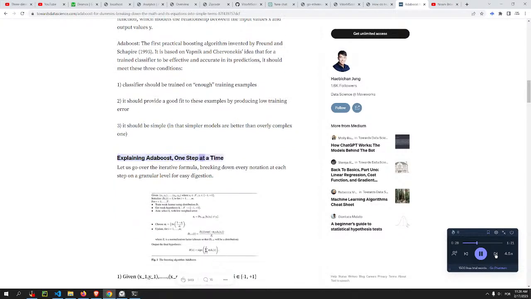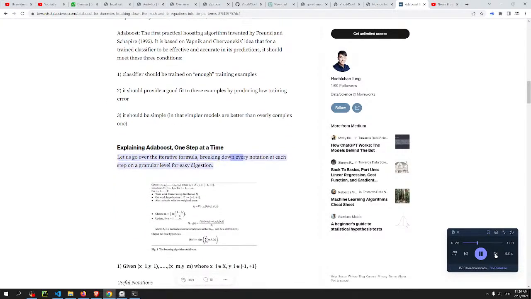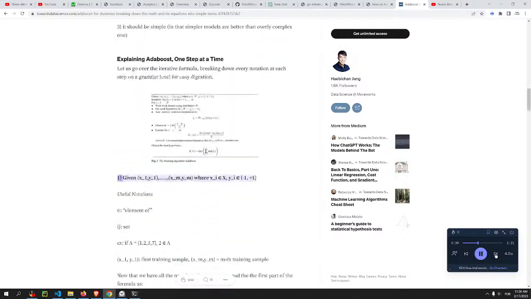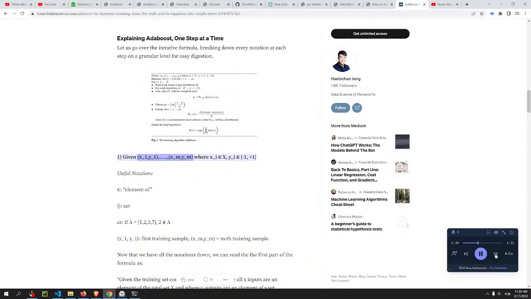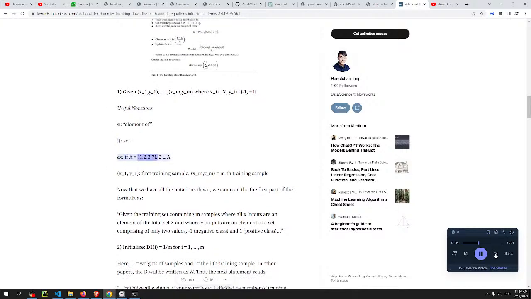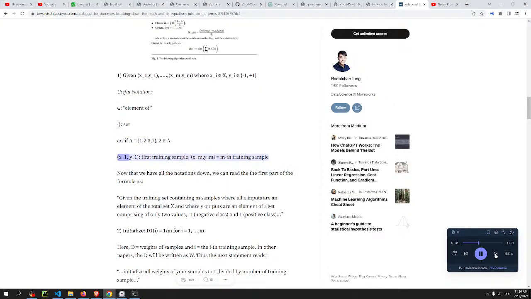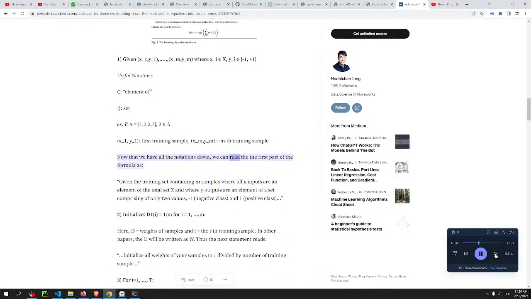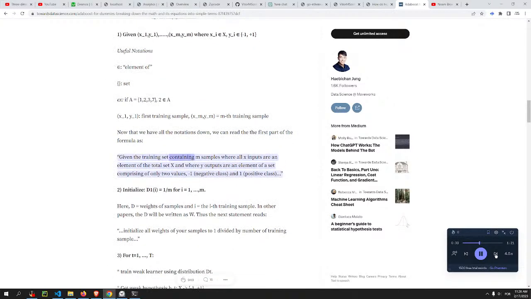Explaining AdaBoost, one step at a time. Let us go over the iterative formula, breaking down every notation at each step on a granular level for easy digestion. 1. Given (x_1, y_1), ..., (x_m, y_m), where x_i is an element of set X and y_i is an element of {-1, 1}, with (x_1, y_1) the first training sample and (x_m, y_m) the last. Now that we have all the notations down, we can read that the first part of the formula is: given the training set containing m samples where all x inputs are an element of the total set X and where y outputs are an element of a set comprising only 2 values, -1, negative class, and 1, positive class.